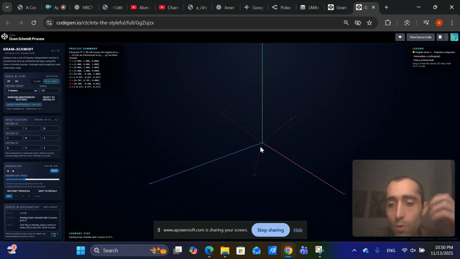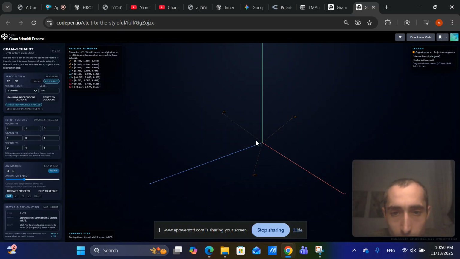So for each vector, we will take off all the projections onto the previous vectors that we already worked on, and then convert the vector to a normalized vector. Then move to the next vector, take out the projection from all the previous vectors and move on. Let's see how it works.